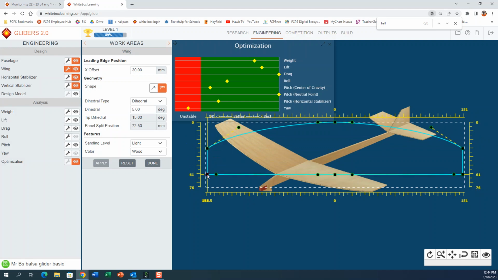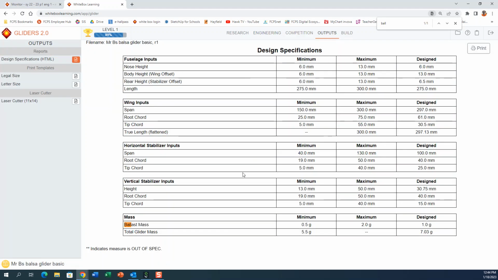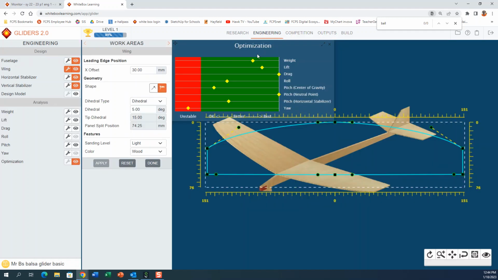weight score. I'm going to make the wing a little bit wider because periodically we want to come over here, check our outputs, and make sure everything is in spec. All right, everything is still in spec. So I'm getting a pretty decent scorecard on this, and I'm still in spec. So let's move on. All right.